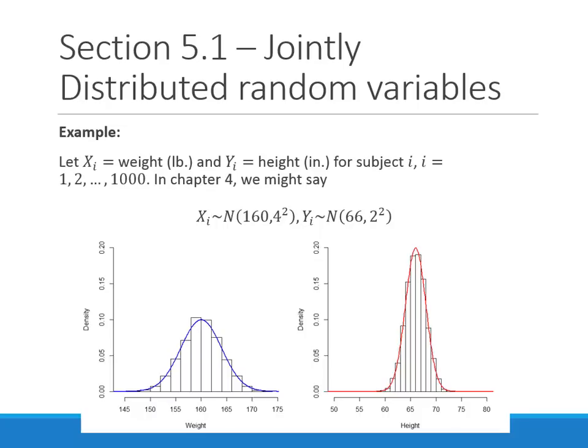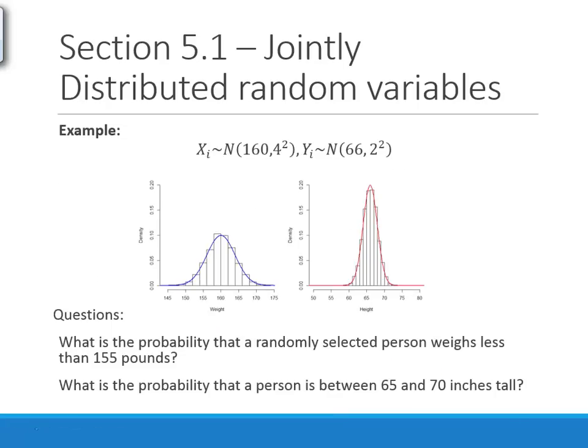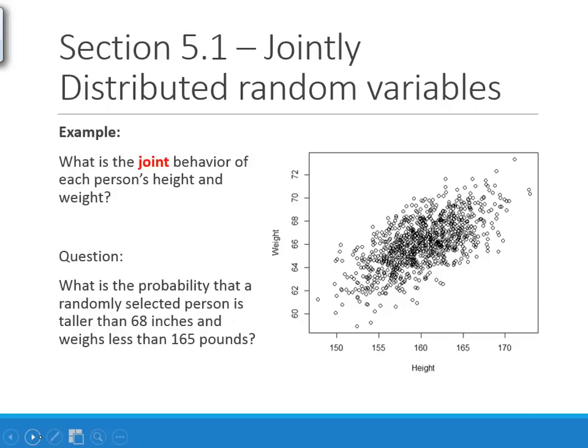And there are the density curves that we've seen before, and maybe I've overlaid a histogram of the actual 1,000 observations. So back in chapter 4, down here at the bottom, we could have answered questions like, what's the probability that a randomly selected person weighs less than 155 pounds, or what's the probability that a person is between 65 and 70 inches? All those kinds of things. Knowing that we have normal distributions, we talked about how we could calculate those. And so still here, we're not looking at these things together. We're just looking at them separately. We're looking at height, and then we're looking at weight. But again, the question you might also think about is what's the joint behavior of each person's height and weight.